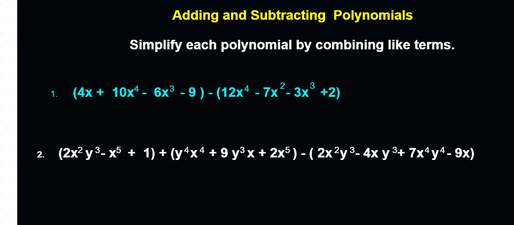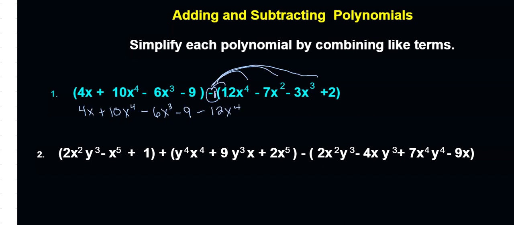So here we go. We've got 4x, plus 10x to the fourth, minus 6x cubed, minus 9. Now you see this negative here, it's like a -1. You've got to distribute that all the way through, which in reality means you just have to change all your signs. A negative times a positive 12 is a negative. A negative times a -7 is a positive. A negative times a -3 is a positive. And a negative times a positive 2 is a negative. So I distributed that -1 all the way through just by changing my signs.